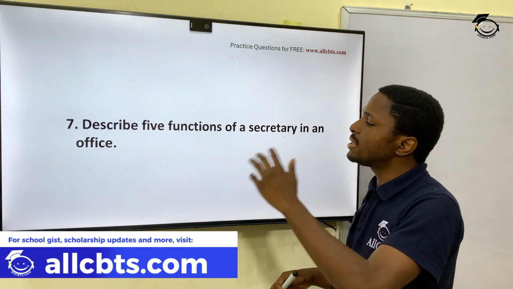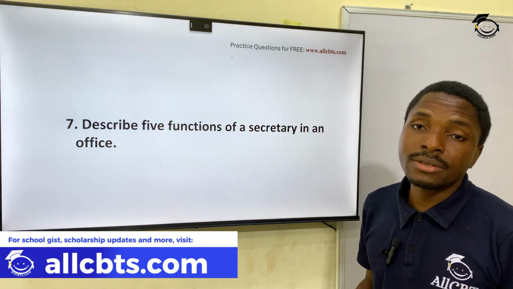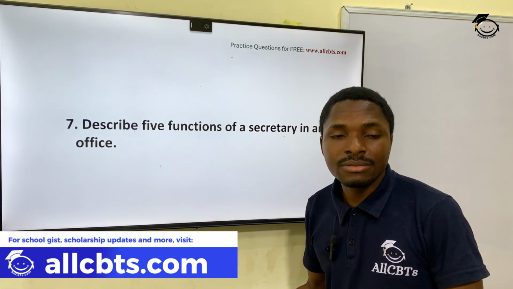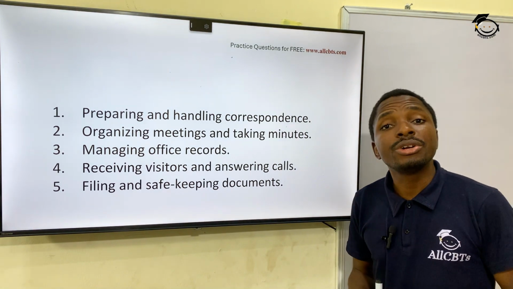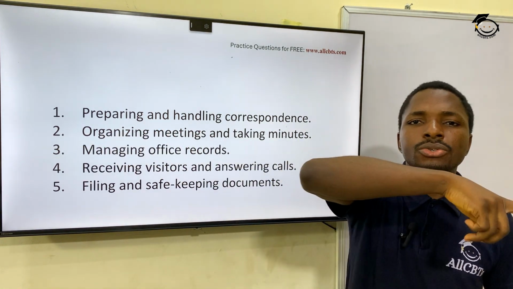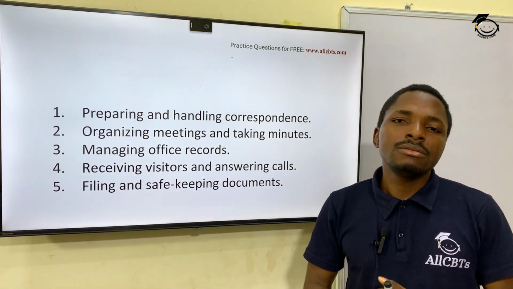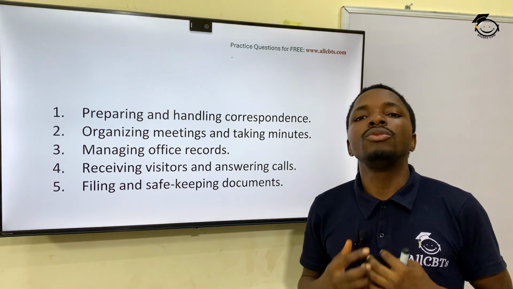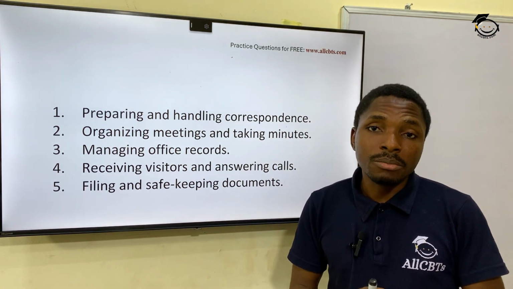Question next. Describe 5 functions of a secretary in an office. Who is a secretary? And what do they do? 1. They prepare and handle correspondence. Correspondence are communications moving in and out of the office. Coming into the office, going out of the office. The secretary manages the correspondence of the company.